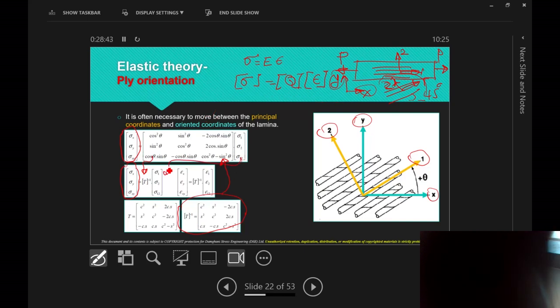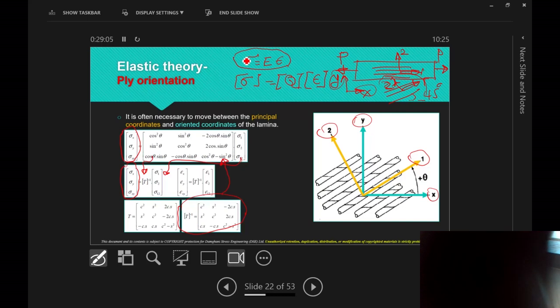The same could be said of strains. If you want to find strains in X, Y, and shear strain, you've got strain in the 1, 2 plane, and you use the transformation matrix. So let's go back again. I would be repeating this so many times you would be sick and tired of it, but there you go, we've got to do it.